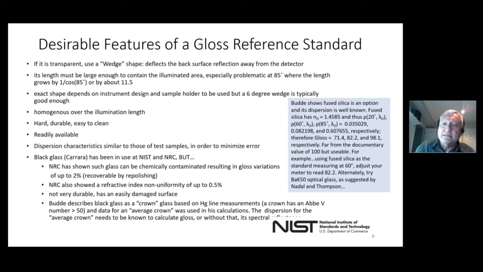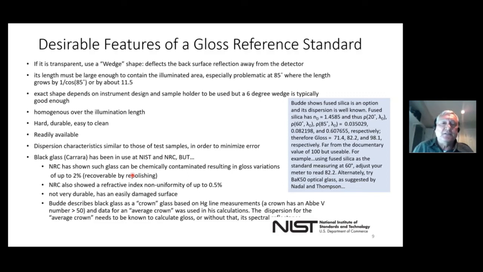Carrera black glass has been in use for many years at NIST and the NRC, but it does have some disadvantages. First, its refractive index at the D line is about 1.527. That's fairly far from the documentary standard of 1.567. And we have seen that this should result in a gloss equal to about 94 at a 60-degree angle of incidence and not 100.